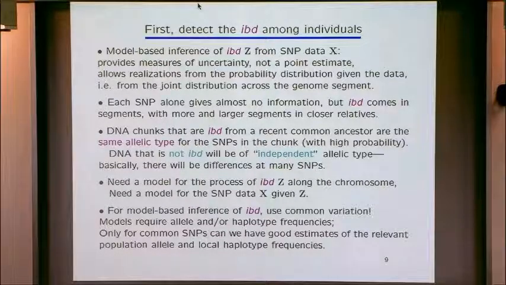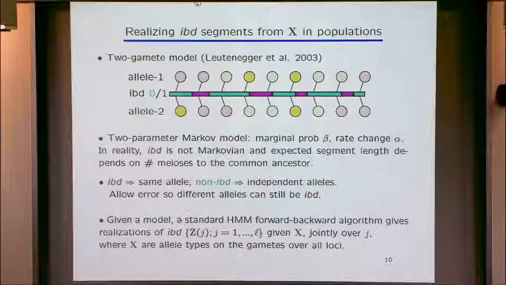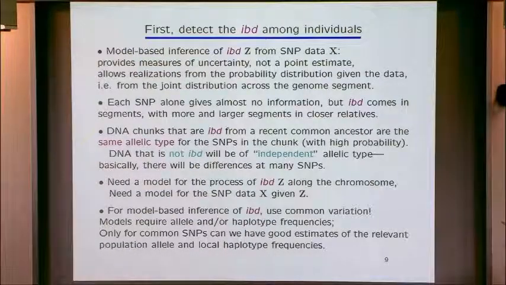We want to do a model-based inference. And again, this came up in Simon's talk this morning. If you do a model-based, probability-based inference, you have measures of uncertainty. It also allows you to give multiple realizations from that posterior probability distribution given the SNP data. And then you can use those multiple realizations in analyzing the trait.